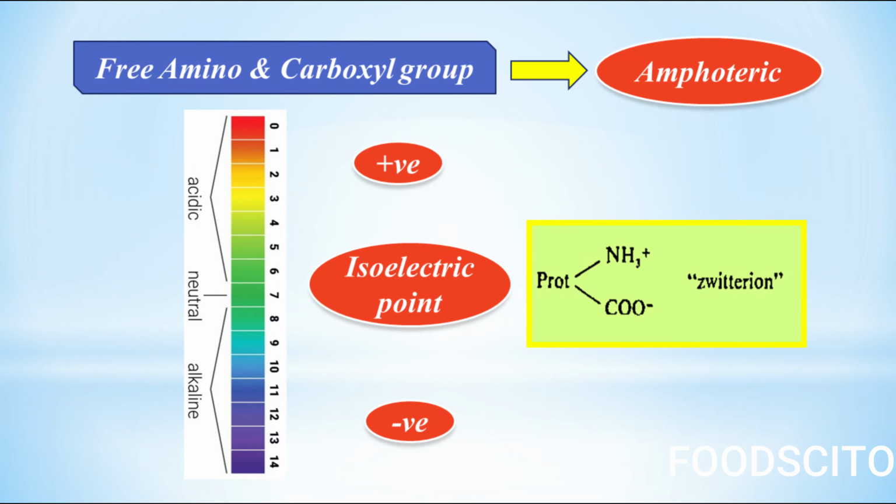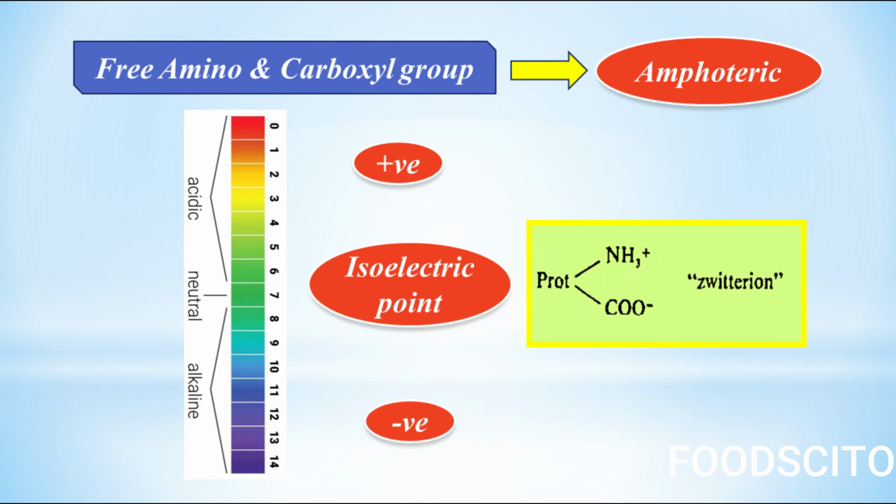This is amphoteric. Now, as you can see over the screen, I have represented a pH scale, showing how the protein solution behaves over a range of pH. Let's discuss. On the lower side of pH, proteins are positively charged, while at higher pH, proteins are negatively charged. And somewhere around intermediate pH, they have the isoelectric point.